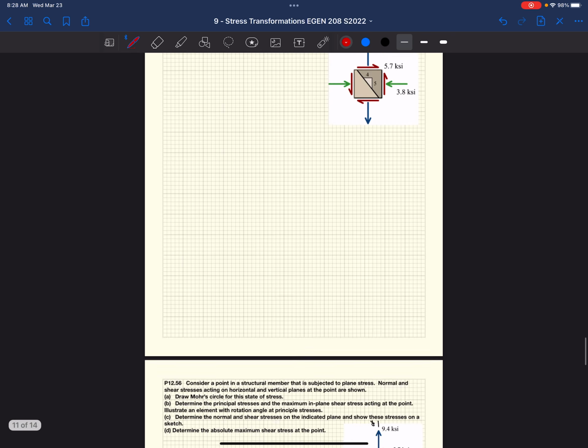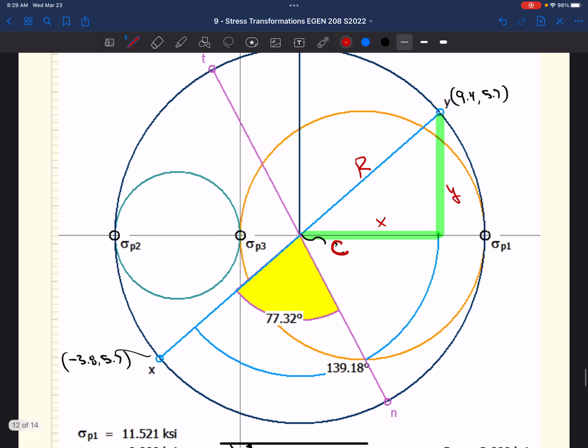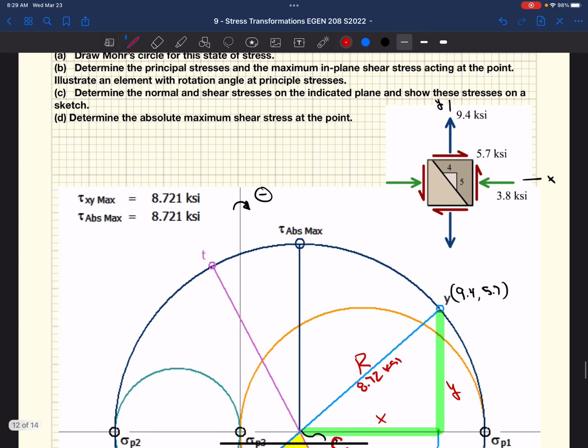And so 2.8 KSI. So now we have our points, right? We have our center, we know is 2.8. Our center's always on our x-axis, so our other coordinate is going to be 0. And the radius we now know is 8.72 KSI. So we know our radius, we know our center, we scribe our circle, and that's the answer to part 1, right? They ask for a Mohr's circle associated with the stresses on the element given, right there.